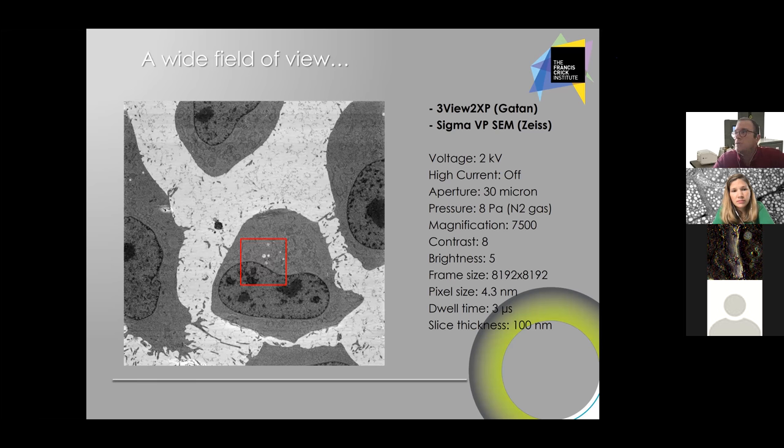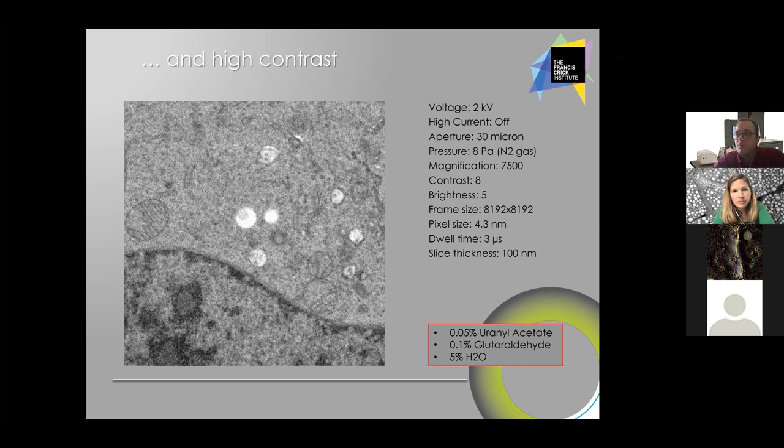And then if we zoom into this particular region, we see that we have already in the three view conditions a very high contrast. We can see the cristae in the mitochondria. We can see the nuclear pore complexes along the nuclear membrane. We can even see some buds near the endosomes. So basically, the resolution we can obtain was already very satisfying, and this was very exciting to us.